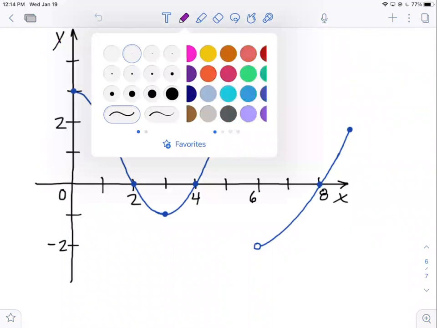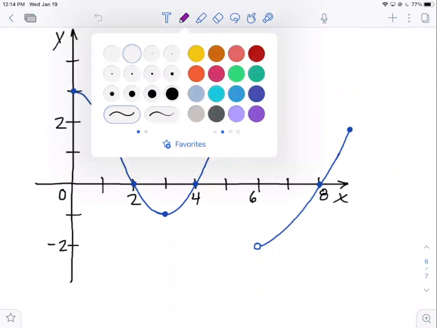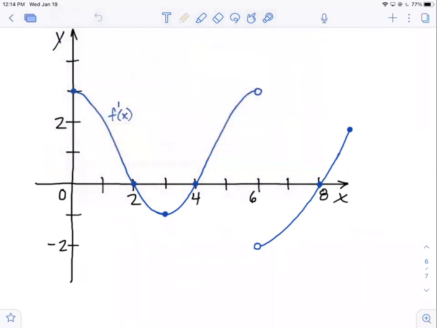Let's see. I want to graph it in, how about burnt orange? There we go. Well, that's regular orange. Burnt. There we go. All right.